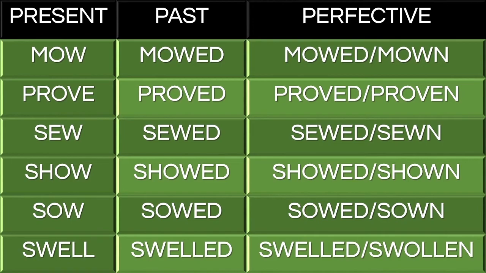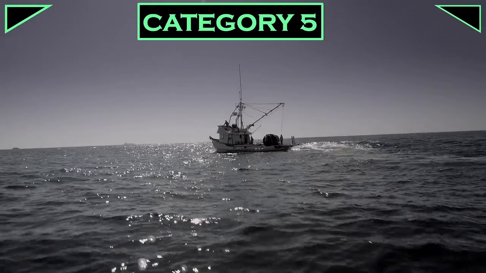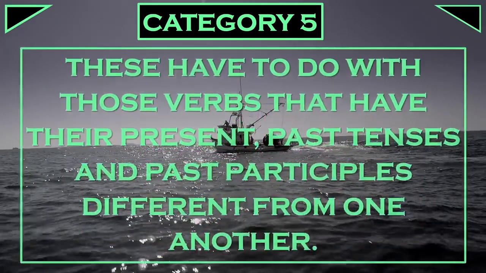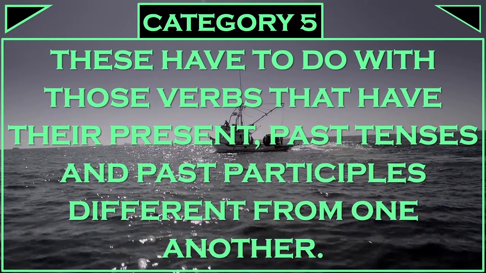Let's look at the last category of the irregular verbs. And these are verbs that have their present, their past tenses, and their past participles different from one another. They are not the same at all.